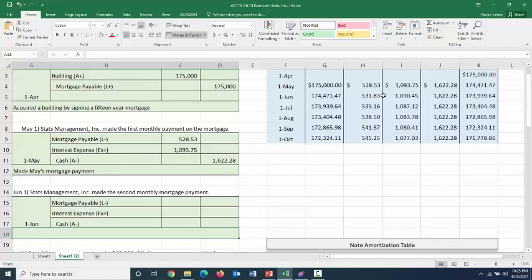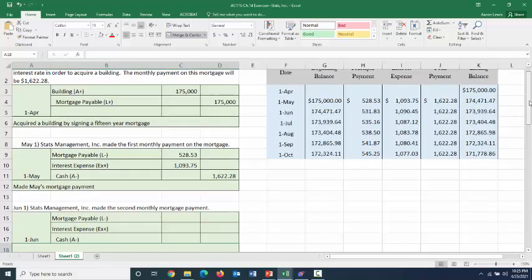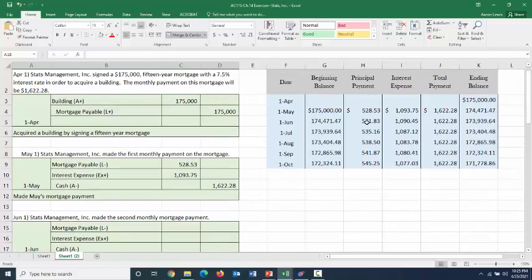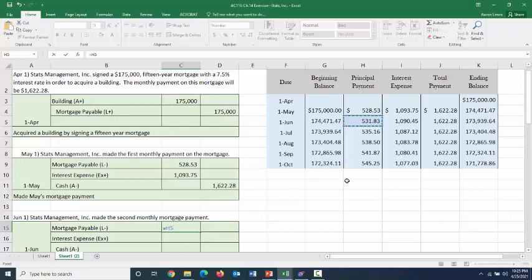And according to our amortization table, if I scroll back up just a little bit here, the amount that is going towards principal for the month of June is $531.83. The amount that is going towards interest is $1,090.45. So let's go and bring those numbers in here. We have $531.83 going towards principal. That's what we're going to debit mortgages payable for.